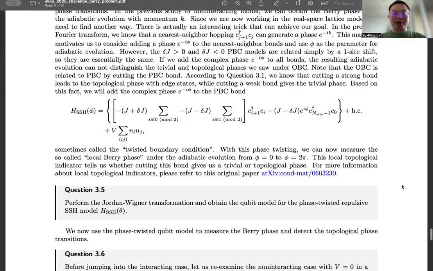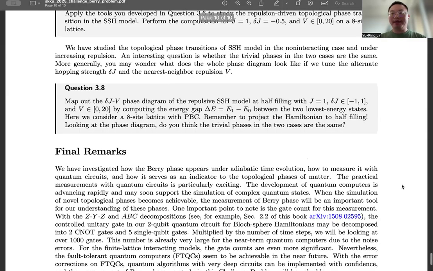And finally, we will try to map out the whole phase diagram and try to understand what kind of phases we can have in the SSH model. In part 3, we will compute the Berry phase both from the overlap computation in part 1 and also the quantum circuit computation in part 2. And for the quantum circuit computation, you can use any function from Qiskit or the other libraries you like.